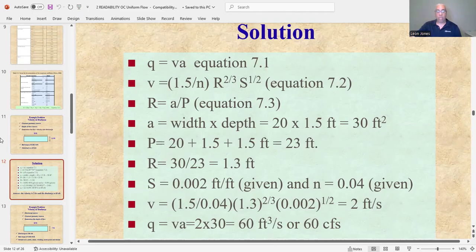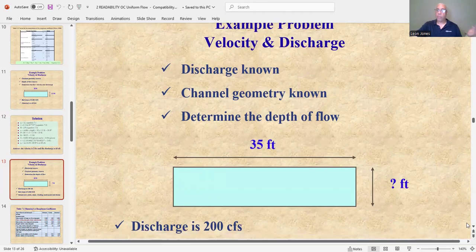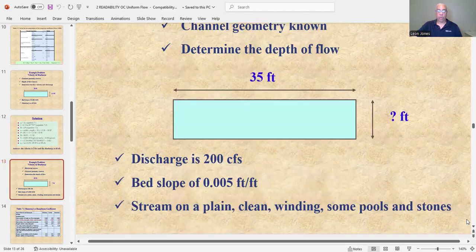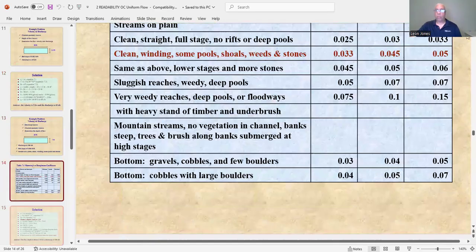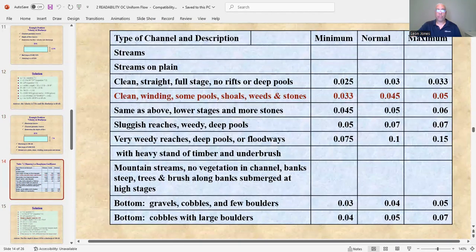They found Q. Now, if I wanted to find the velocity, well, what am I going to do? I'm going to manipulate the formula. I'm just going to take Q divided by A. And they give you another one. You already have your Q. Q is your discharge, your flow, bed slope, stream on a plane. So what are you going to do? Well, go to this chart right here, and you're going to utilize your coefficients, your roughness coefficients. That's what you're going to utilize here.